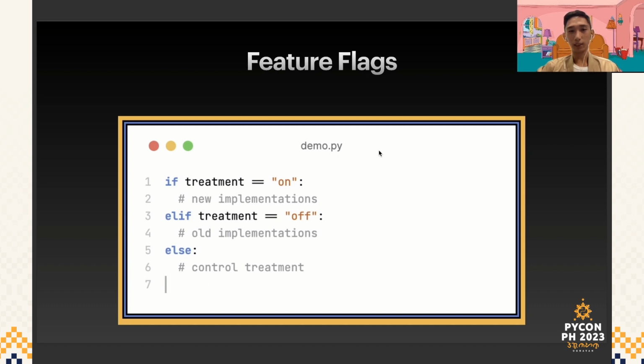So we have here a sample code using Python. We have here treatment, which is also the value for the flag. If the treatment is turned on, then we can serve the new implementation of the feature. And if it's turned off, we can serve the old implementation of the feature. So it's as simple as that. And we have the control treatment. When servers are down for fetching the feature flag, we can provide them with the control treatment so that we can create a fallback.